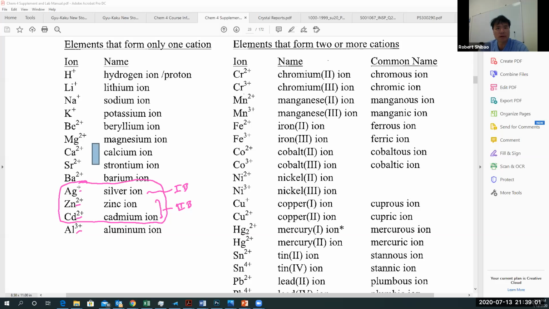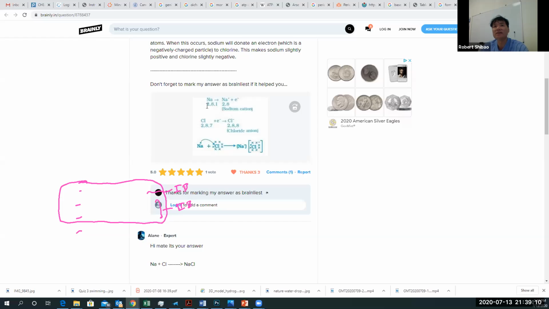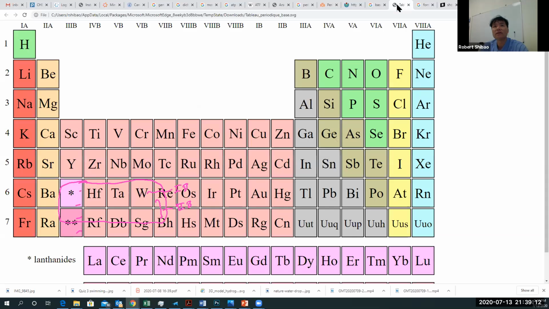It depends on what periodic table you have. And so let's take a look at the variations and how they do these periodic tables here. Let's see. Okay, that's one.